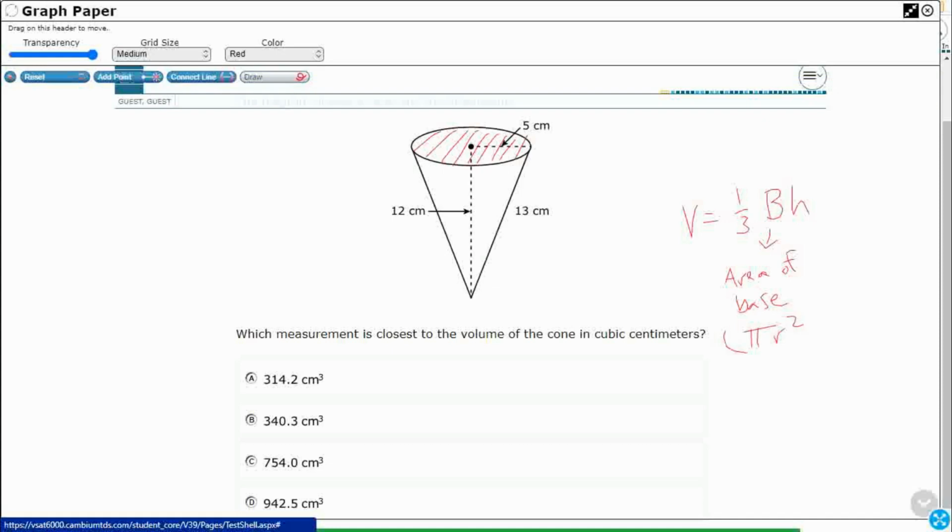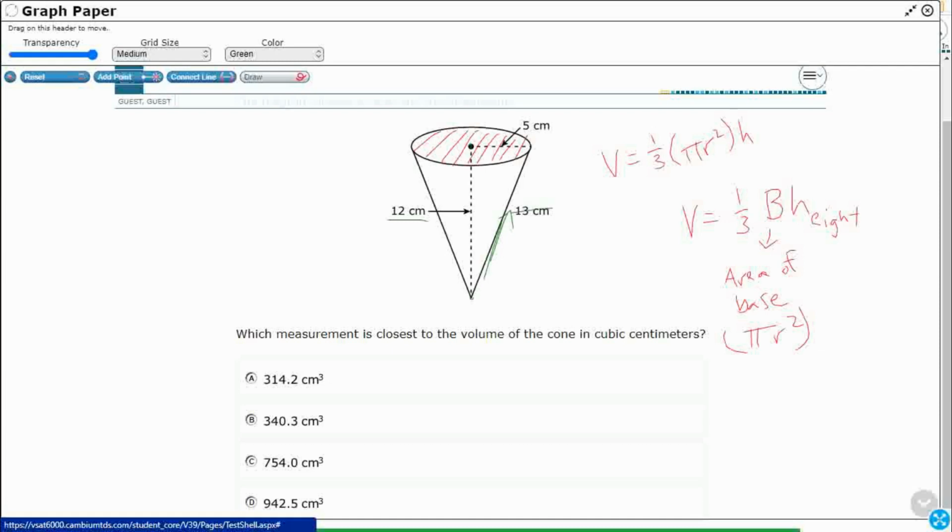So I'm going to substitute this in for this base. So I'm going to say V equals 1/3, and I'll put pi r squared. And then that H is my height, right? Trick there is I've got two different measurements that could possibly be used for the height, so they're going to try to quote-unquote trick you, but most of us recognize it's that 12 centimeters, that's the height, because it needs to go from the vertex of the cone straight to the center of the base, whereas this 13 is a diagonal, right? It's slanted, and so it's not measuring the height, it's measuring the length of the face there.